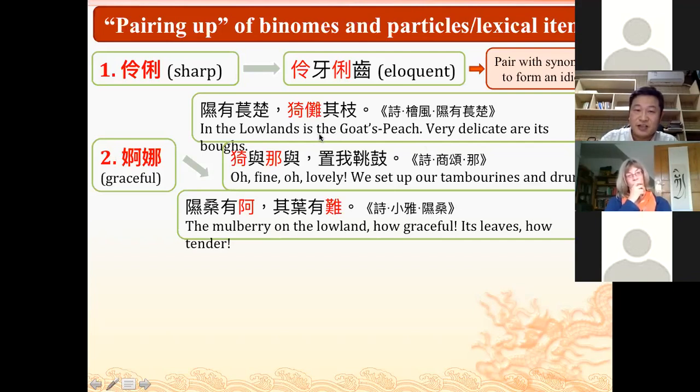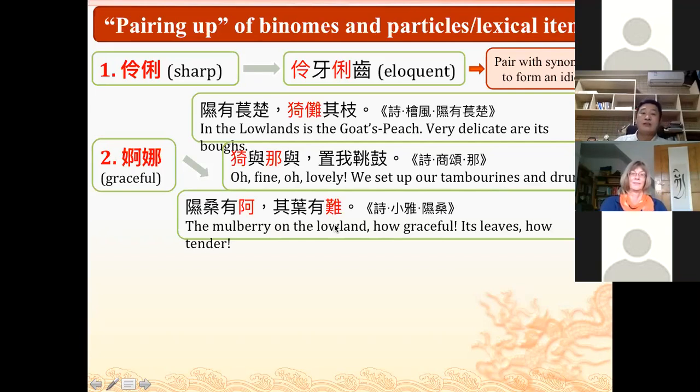And in the poem 西有长处, in English translation, let me read it. In the lowlands is a gold peach, very delicate are its boughs. So, 婀娜 means delicate, but in some other poem, for example, in another poem called 隰有苌楚, this term is separated and the two words are placed in different places. For example, 阿谀挪谀致我陶骨. So, oh fine, oh lovely, we set about tambourines and drums.